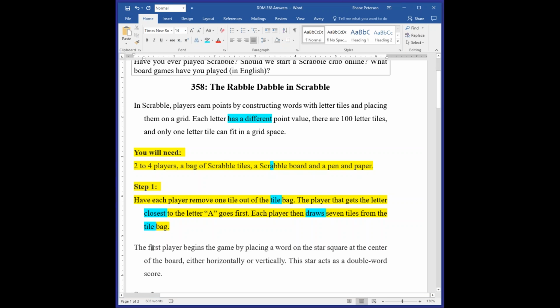The first player begins the game by placing a word on the star square at the center of the board, either horizontally or vertically. These stars act as a double word score.